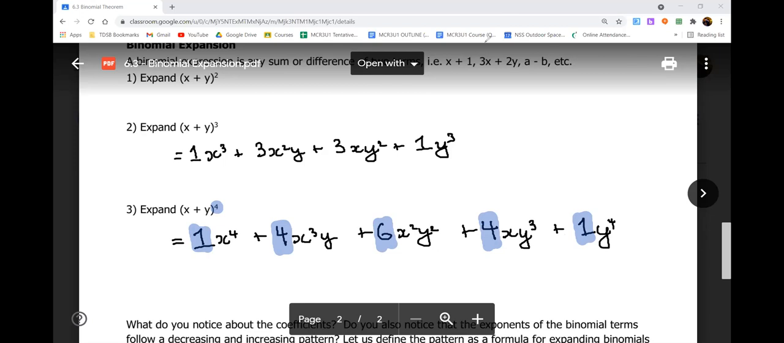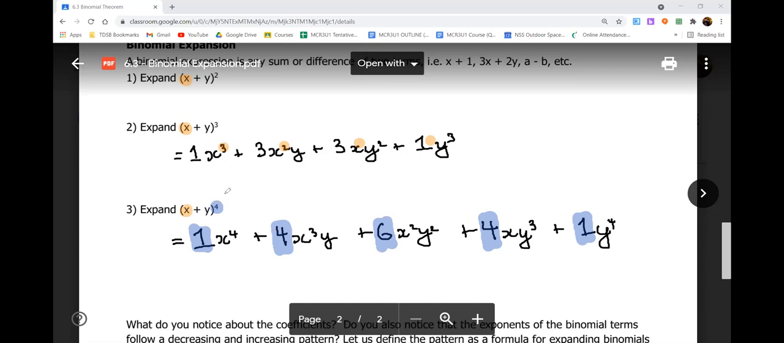Yes. Okay, thank you. Next, what I'd like you to notice now is the exponents for the x. The x is the first variable. 3, x to the power of 2, x to the power of 1, x to the power of 0, so it's not there. What's happening to the exponent for x? Decreasing. Not you, Josh. Someone else. It's getting smaller. Yes, it's getting smaller by one every single time.